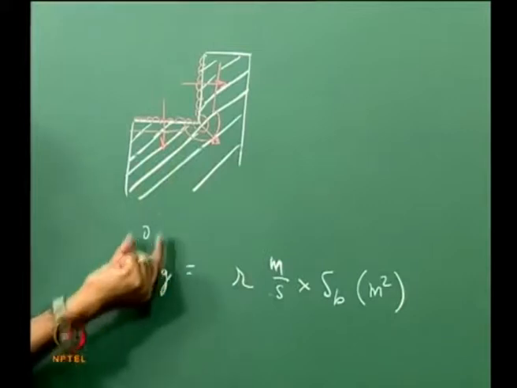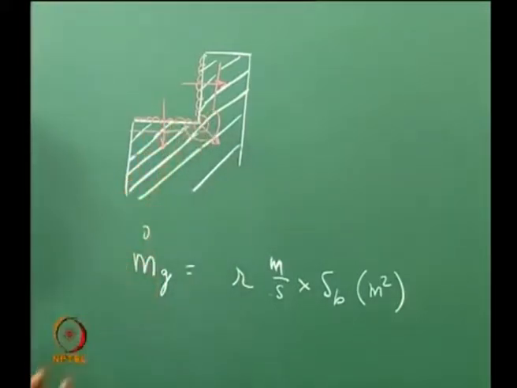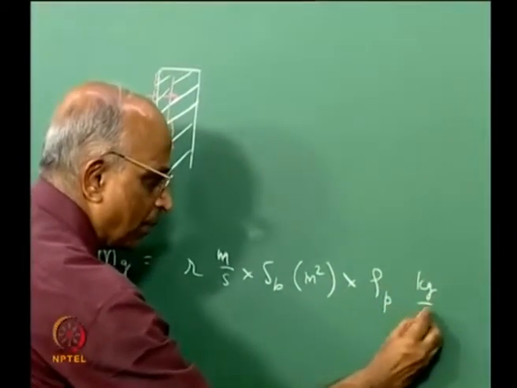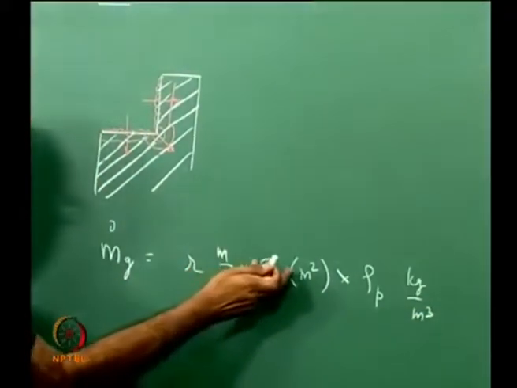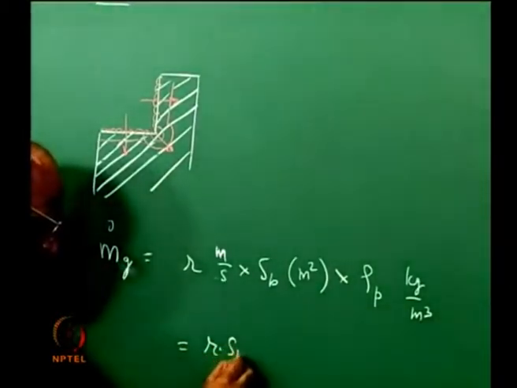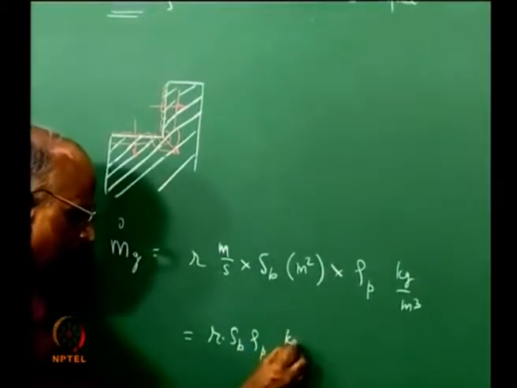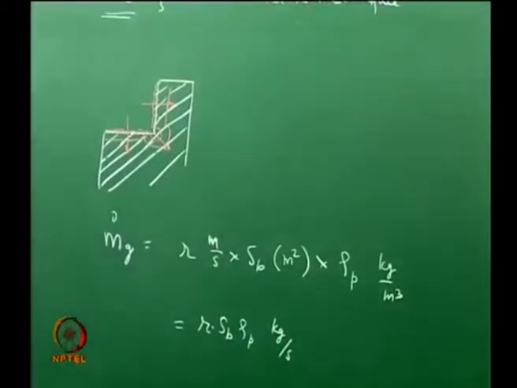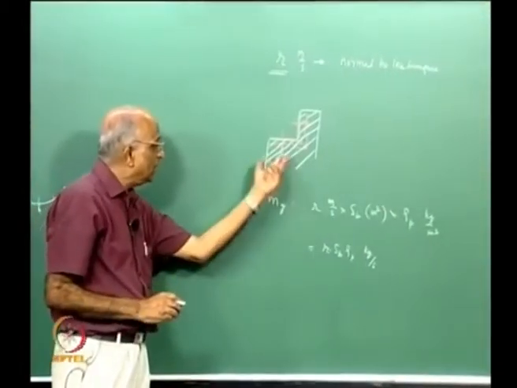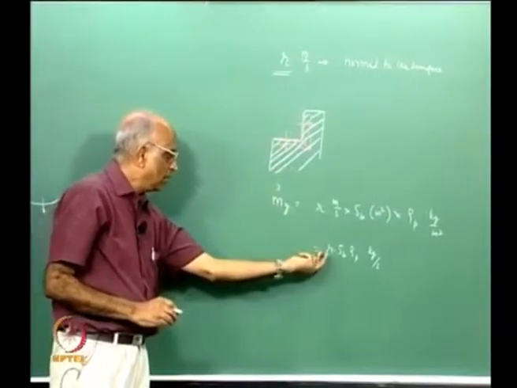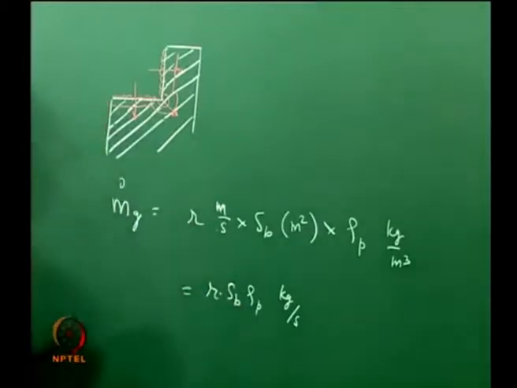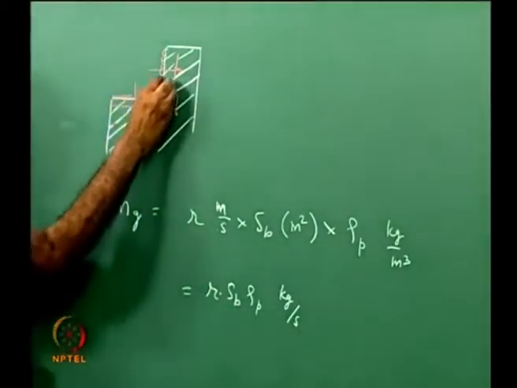In other words, the volume rate at which the regression takes place, and then I multiply it by the density of the propellant, which is so much kilogram per meter cube. The meter cube gets cancelled, and I get mg is equal to R into the burning surface area into rho p, so much kilograms per second. Therefore, the rate at which mass gets generated from a surface can be written in terms of the linear or regression burn rate into the burning surface area. In this case, the whole thing is the burning surface area.